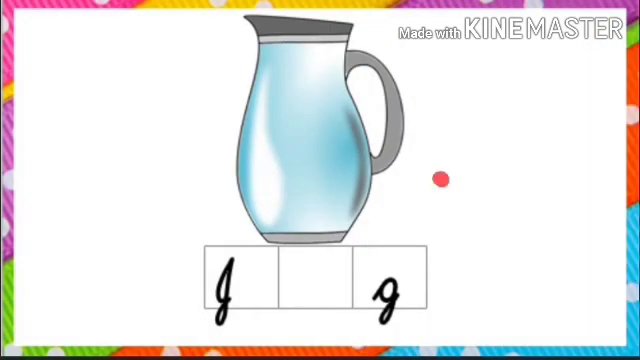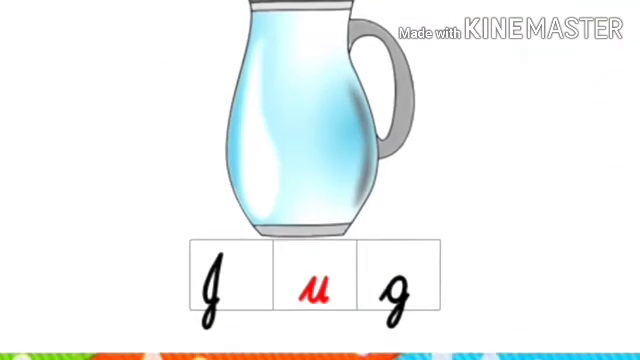Let's try one more picture. Which picture is this? It's a picture of jug. So sound of the word. Say the sound slowly. Jug. Children, which sound is missing? A sound is missing. Which vowel says a? U says a. So fill the correct vowel and make the word complete. Jug.